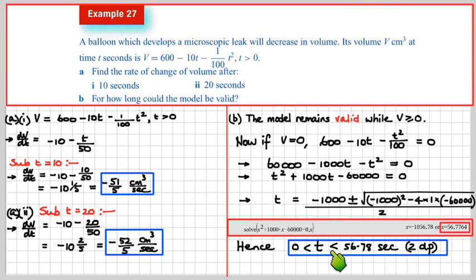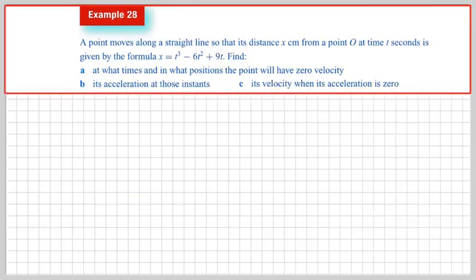I think both of those would be marked correct, whether you had t goes from greater than 0 up to less than 56.78 or less than or equal to 56.78. I think it's fine. Yeah? Okay, goody. Let's go and do another one.